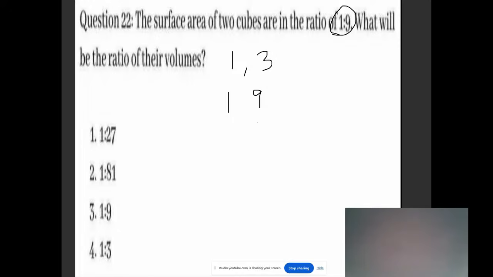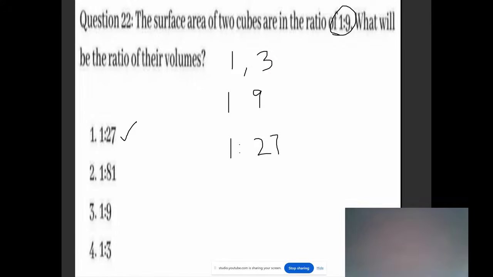Next, volume means it is cube. So 1 cube is 1, 3 cube is 27. So the answer for this one is 1 is to 27. That is the correct answer, which is option 1. Option 1 is the correct answer, 1 is to 27.